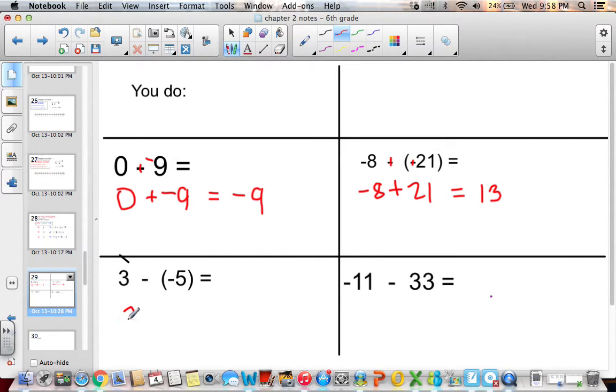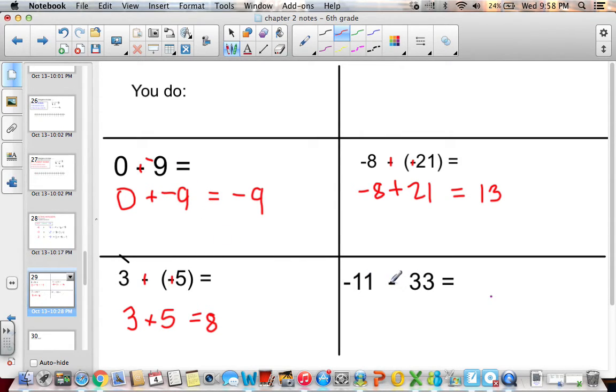3 minus negative 5, we have 3 plus 5, because I have keep, change, and then flip. Notice that I just dropped the positive sign and I just rewrite it as 3 plus 5. So we have 8. Minus a negative, notice, is the same as adding a positive. So the negatives cancel each other out and it just becomes adding a positive. Subtracting a positive is the same as adding a negative.